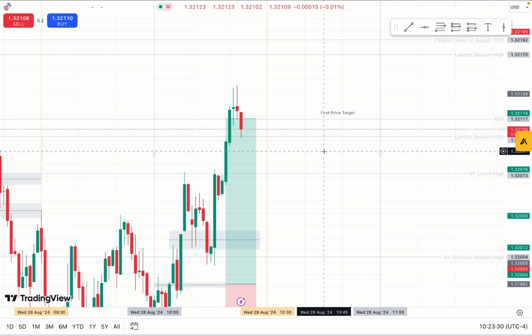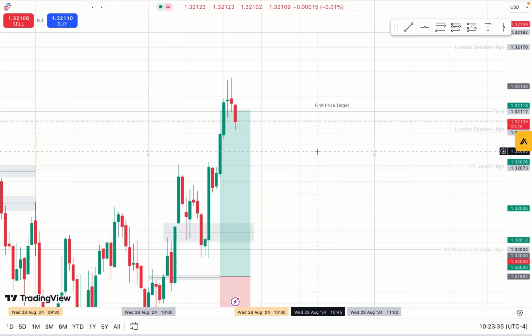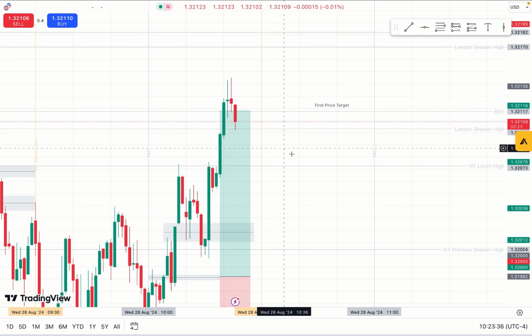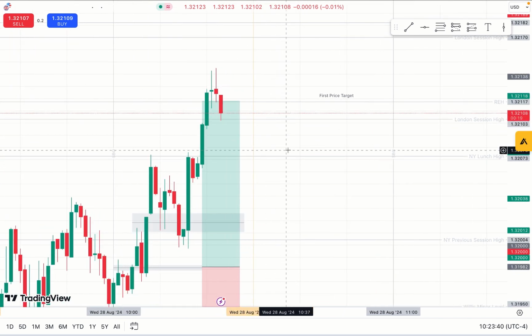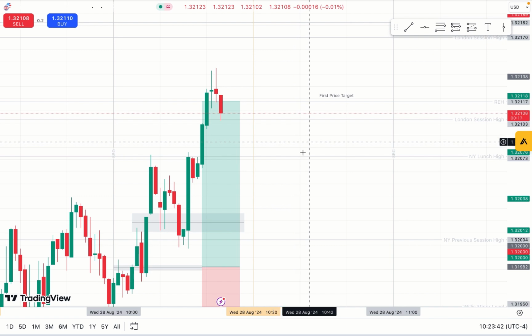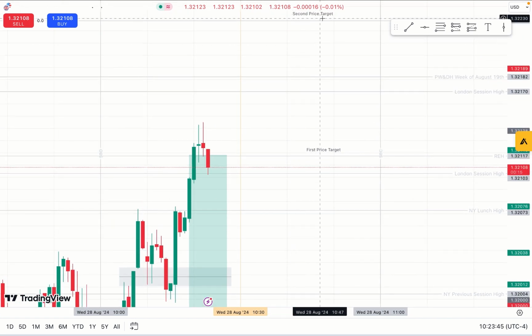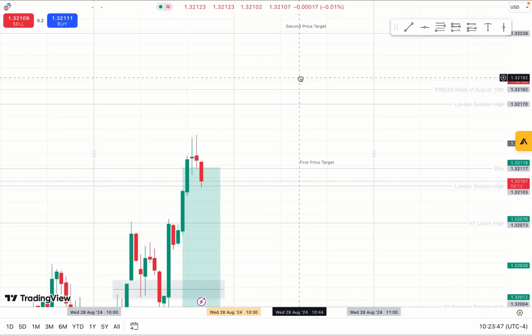in the direction that the market is going. As we said, we're expecting price to retrace or consolidate here, but ultimately it's still going to aim for that second price target.